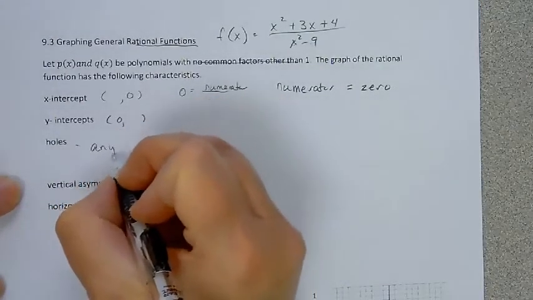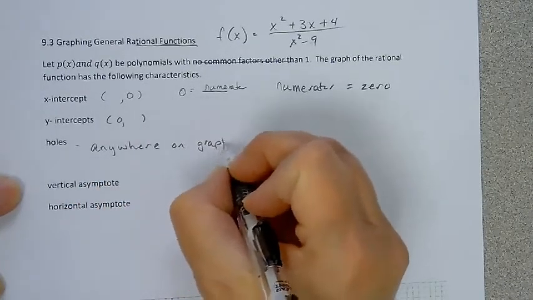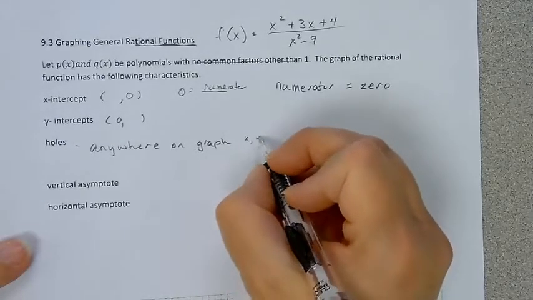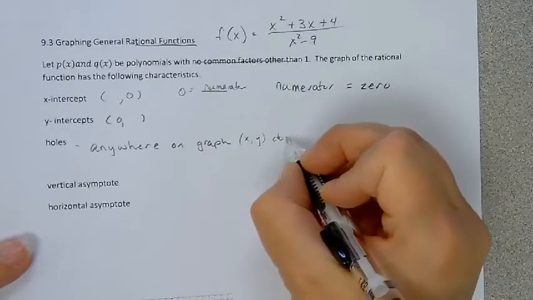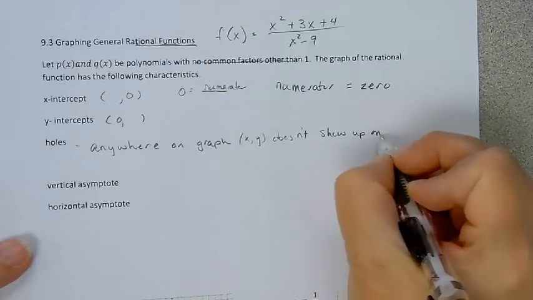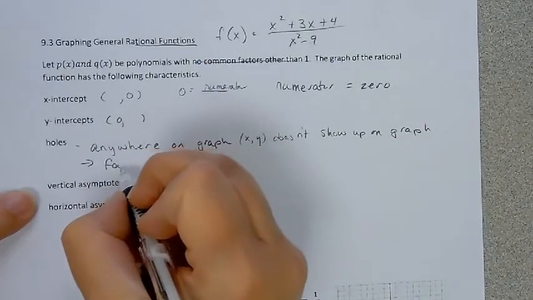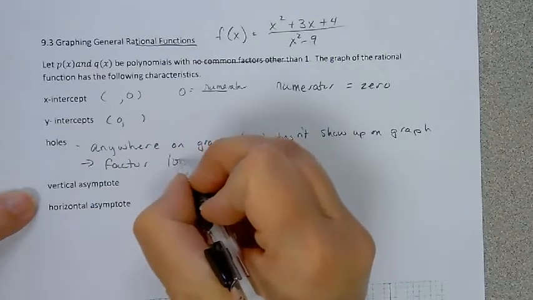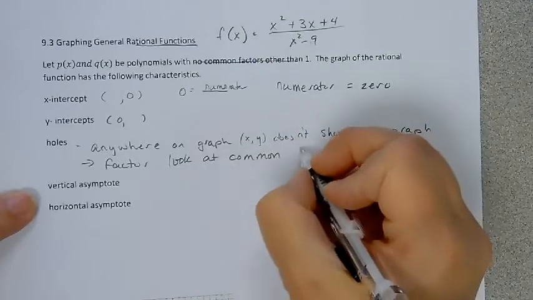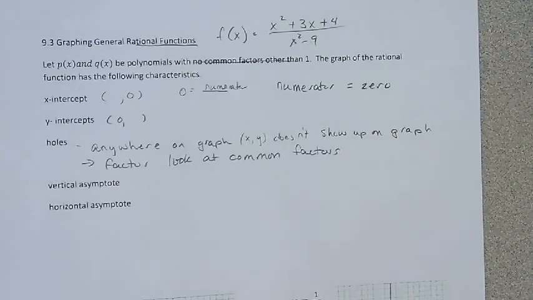Holes are going to be anywhere on the graph where you have an x value and a y value, but it doesn't show up on the graph. And the way that we find these is by factoring and looking at the common factors. And I'll show you one of these when we get to an example.